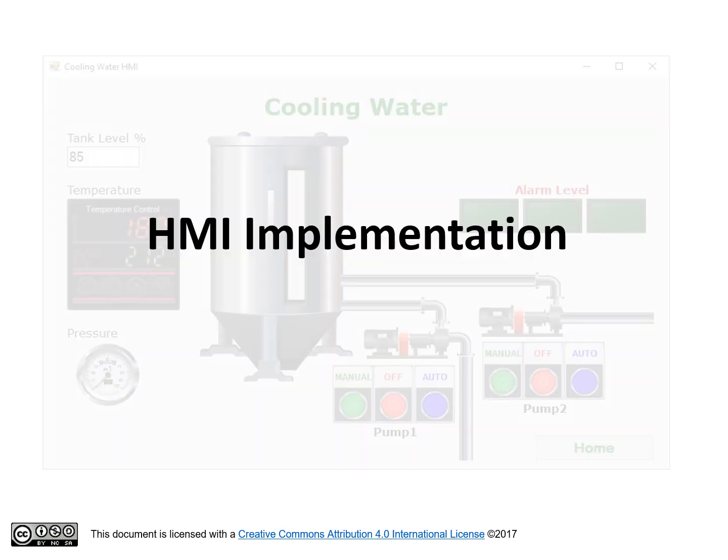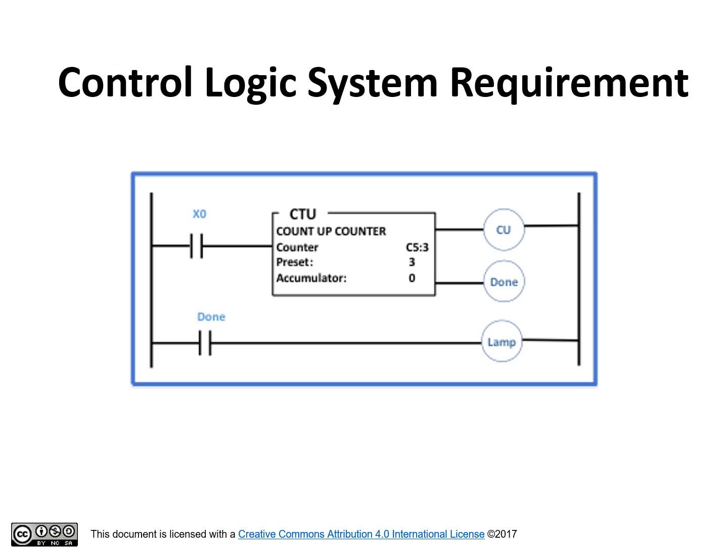Now, let's look closely at how an HMI is implemented. In this module, we demonstrate the development of an HMI for the control logic system application for a simple lamp switching system. The system requirements are as follows. A control logic system needs to be implemented as a PLC application. The system requires a switch to be turned on at least 3 times to energize a lamp.